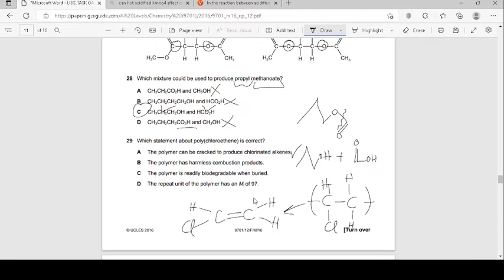The polymer has harmless combustion products. No way, because you have Cl, so you can get HCl, which is definitely not harmless, is it? The polymer is readily biodegradable when burned. No, because it's such a long chain that it takes a long time to degrade. The polymer has an Mr of 97. Let's see. 2 carbon atoms means the Mr is 12 times 2, 24, plus chlorine 35.5, plus 3 hydrogen atoms of 3, and that makes 62.5. I got 62.5, which means it's definitely not 97. It's nowhere near 97, so the answer has to be A.